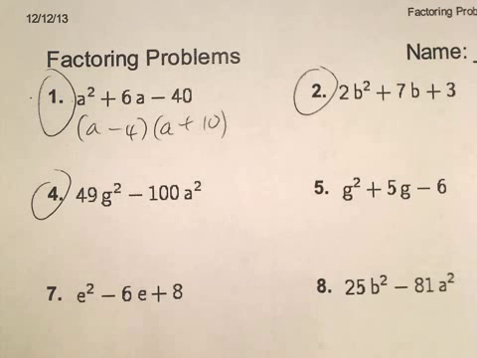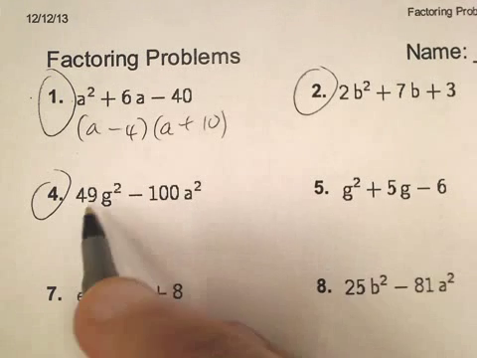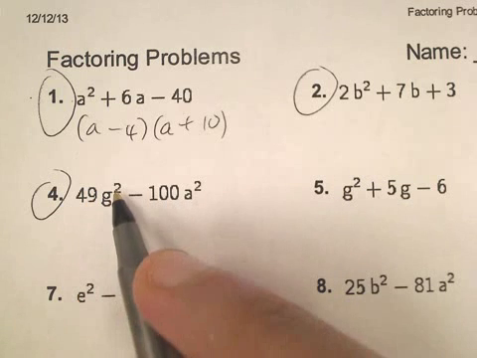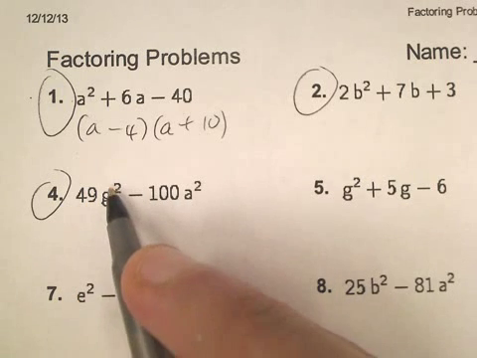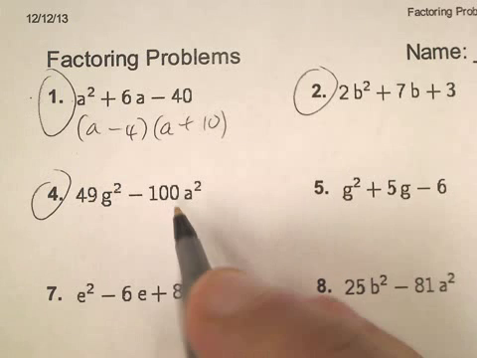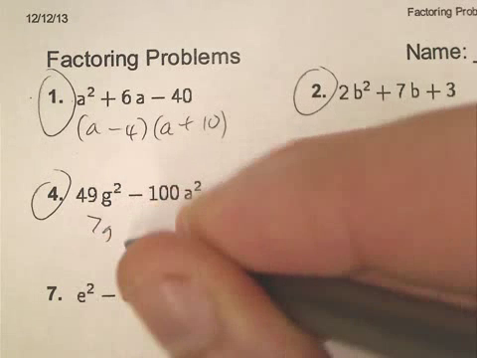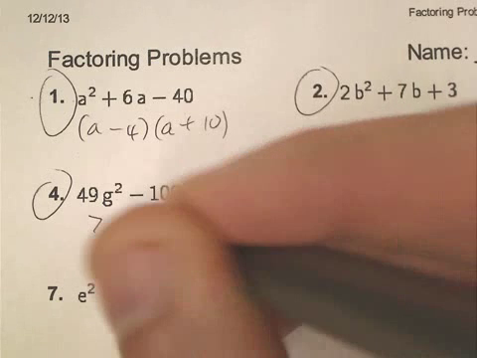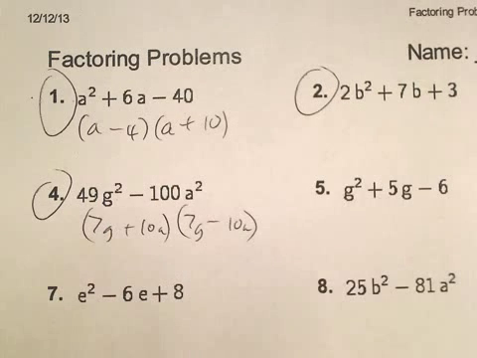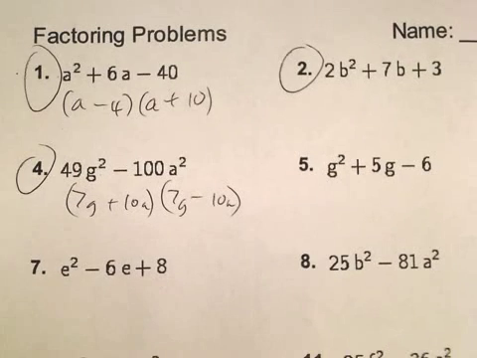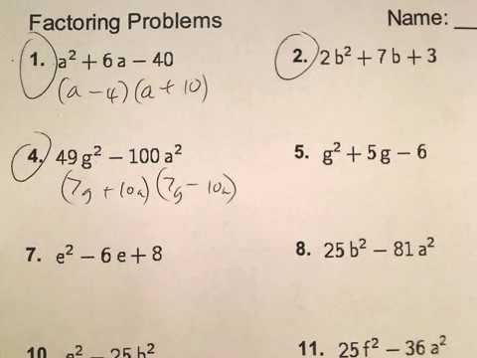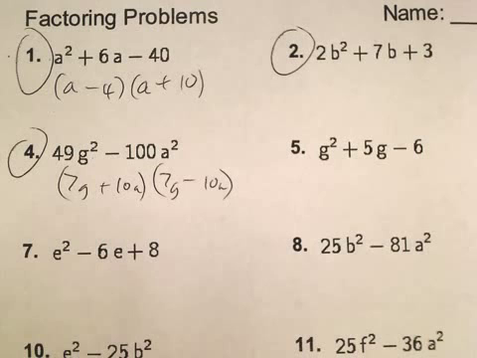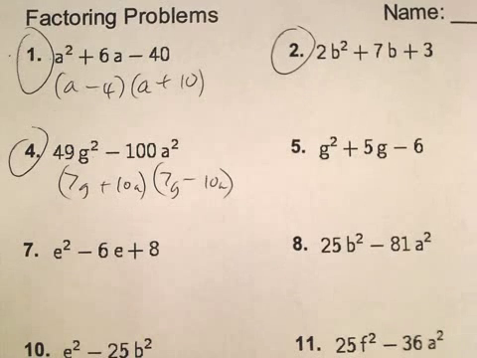Beautiful. Number 4 is a difference of squares. That's 7 and take half the exponent. So 7g to the first power, or just 7g, and 10a. 7g, 10a, 7g, 10a, plus and minus. Beautiful. I'm not suggesting that you sing. I am suggesting that it's not too bad.